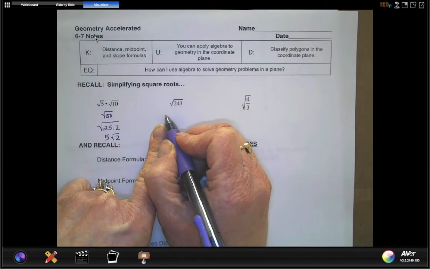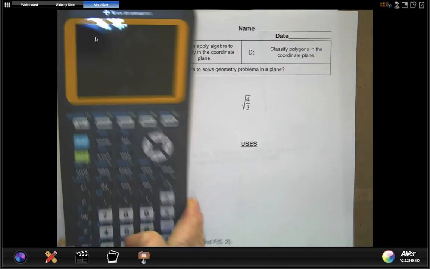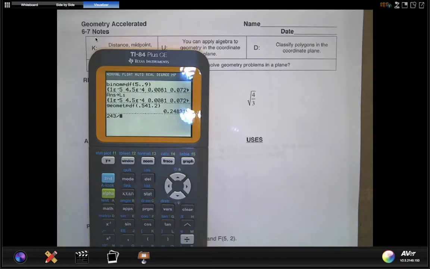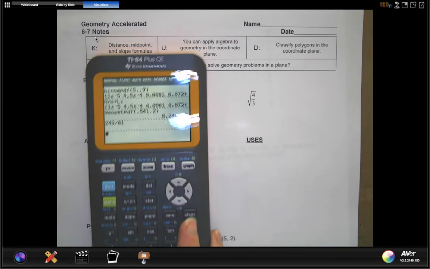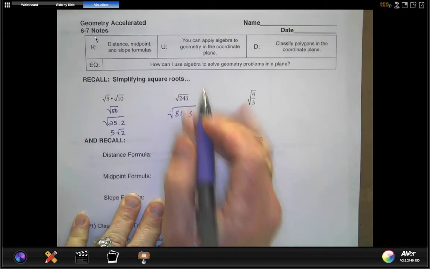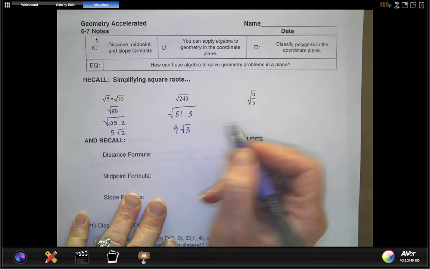243. So the biggest perfect square that goes into 243. So 243 divided by 81. So 81 is 9 times 9. That works actually. So 243 is 81 times 3. The square root of 81 is 9. I have 9 square roots of 3.